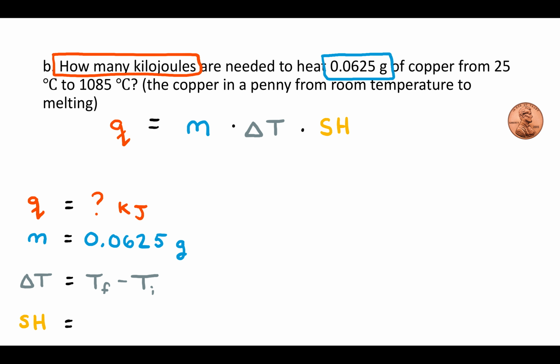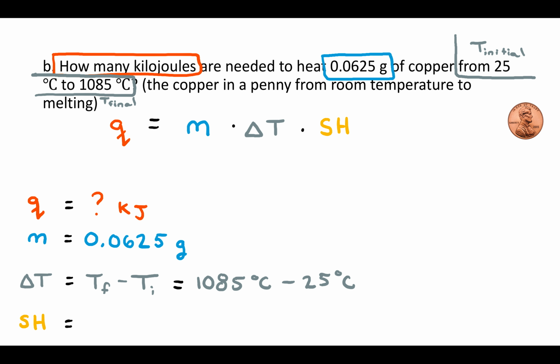Delta T equals T final minus T initial. Now here the final temperature is 1085, and the initial temperature is 25. So delta T is 1085 minus 25 is 1060 degrees Celsius.